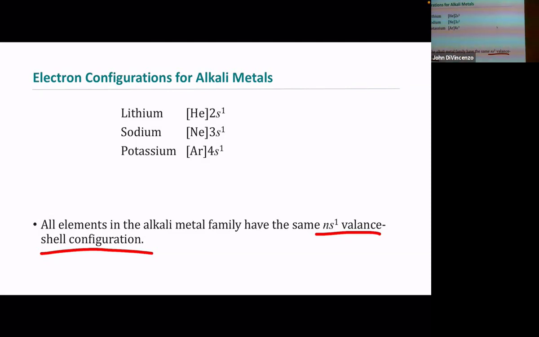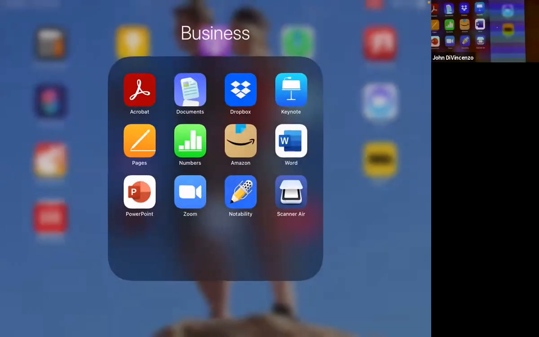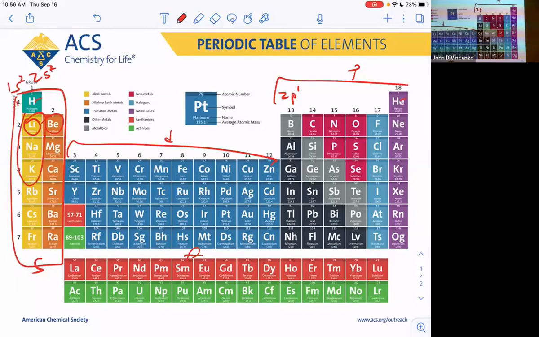So it makes sense that they all form +1 cations. They lose that 1 electron, and now they have a full shell. They're right here on the periodic table. If they lose an electron, then they have the same electron configuration as the noble gas previous to it. Still lithium, because its atomic number is still lithium's. It's just the lithium ion, the sodium ion, and the potassium ion, and they have this comparable configuration.